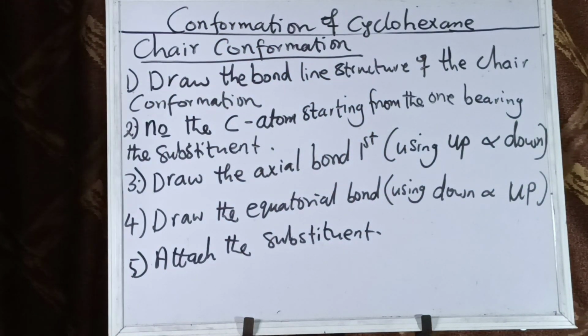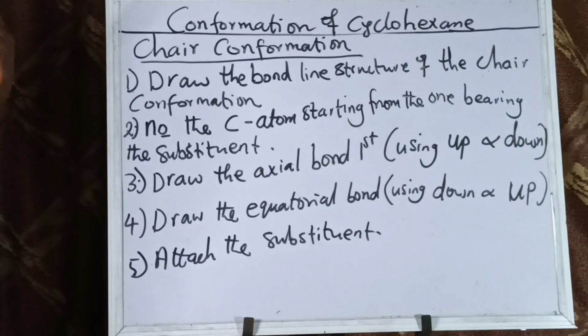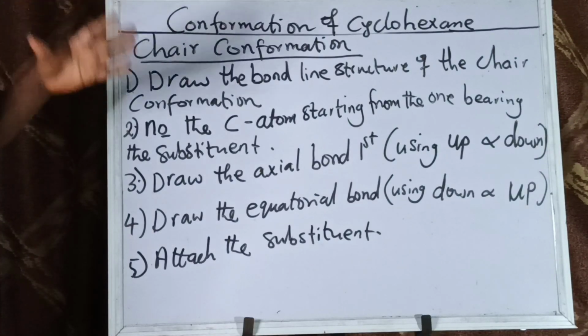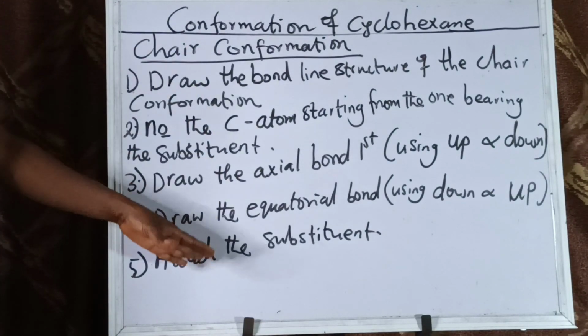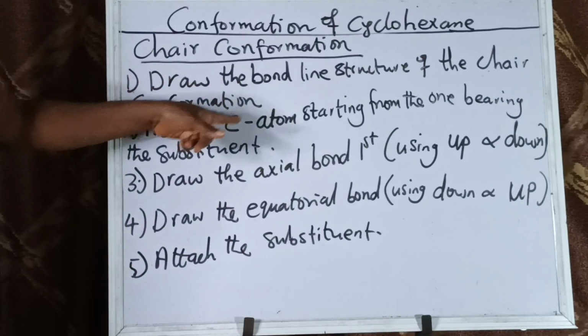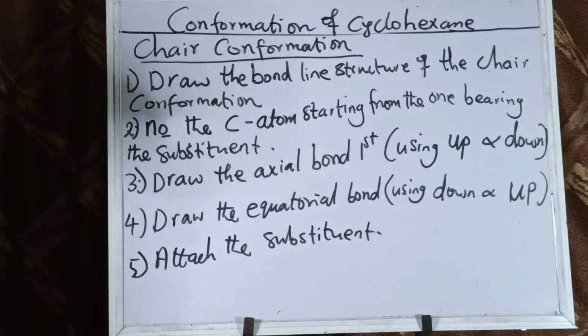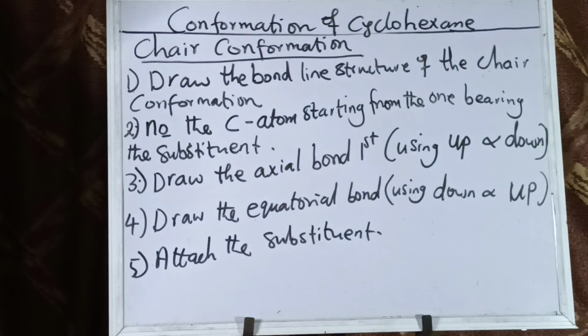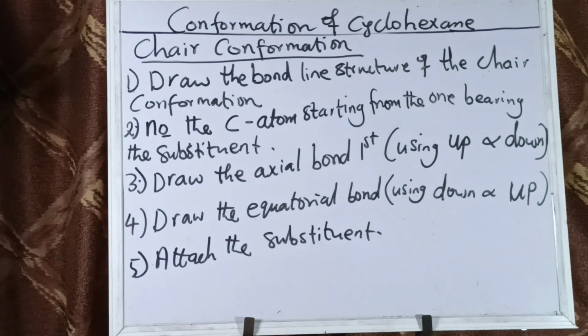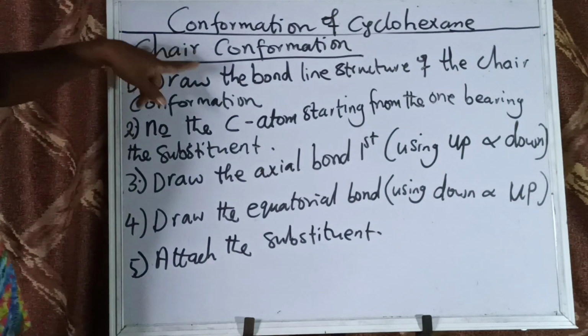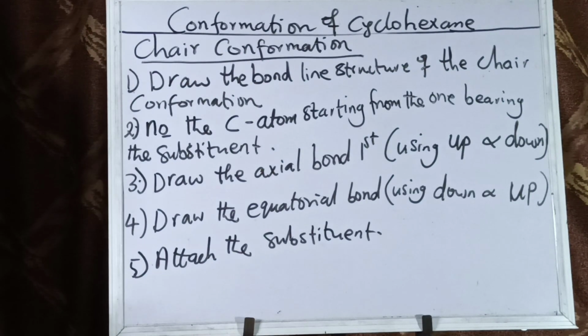Then the last is to decide where to attach your substituent. This will be very easy because you have already numbered the carbon atoms, and you started with the carbon that is bearing the substituent. Now let's start illustrating this one by one. First, let's draw the line structure of the chair bond of cyclohexane.